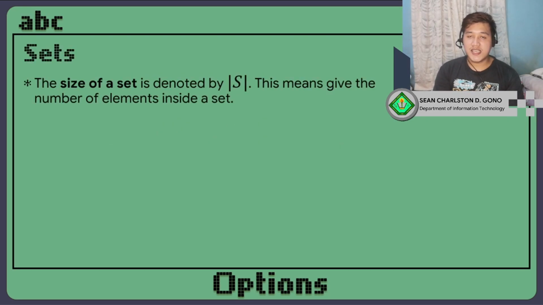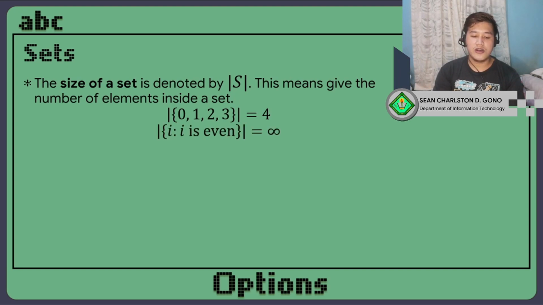Now, the size of a set is denoted by these symbols. These symbols mean absolute value. So this means give the number of elements inside a set. So let's say, for example, the absolute value of the set {0, 1, 2, 3} is equal to 4. That means the number of elements inside this set is 4. So what if our set is actually infinite? Let's say, for example, the absolute value of the set I, wherein I is even, so that will be infinite as well.